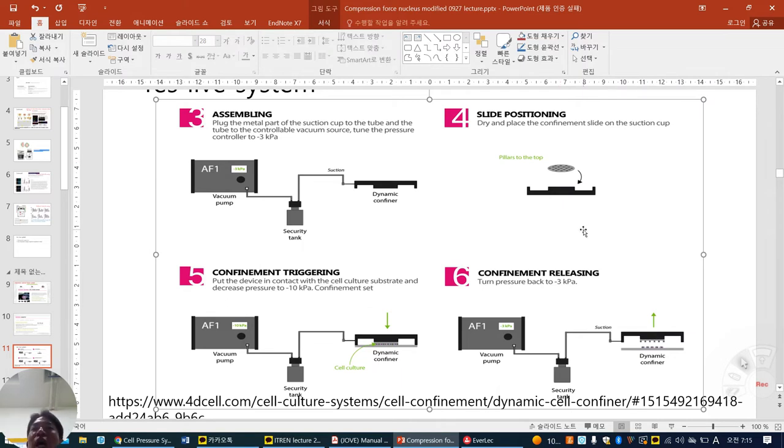So next week or this week, I will introduce researchers who used this machine and published in very good journals, Science and Nature. So I want to introduce it, because maybe many people use this compression system as a gold standard to track the cell.